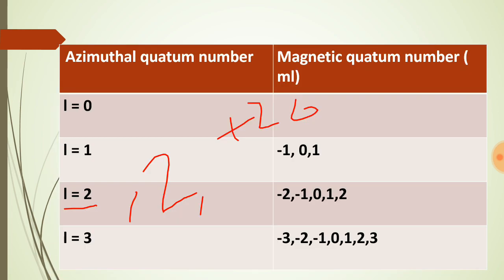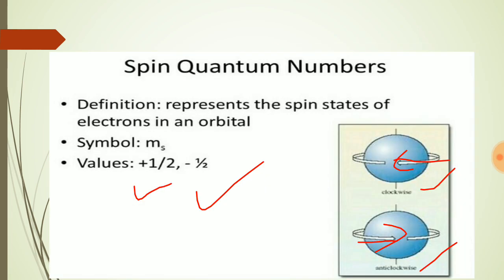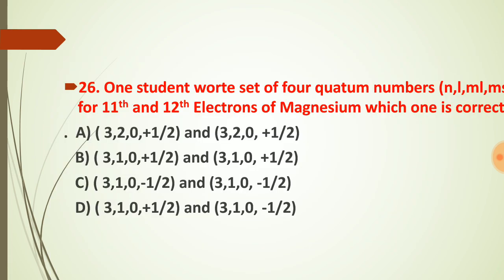After the azimuthal quantum number, the magnetic quantum number takes values from minus L to plus L, and the spin quantum number is easy: it takes the value plus half or minus half. Now this is an important question. One student wrote a set of four quantum numbers: N, L, ML and MS. N is the principal quantum number, L is the azimuthal quantum number, ML is the magnetic quantum number, and MS is the spin quantum number.